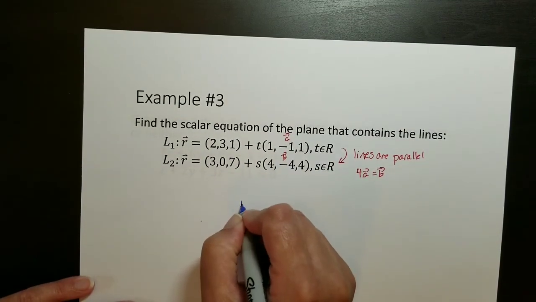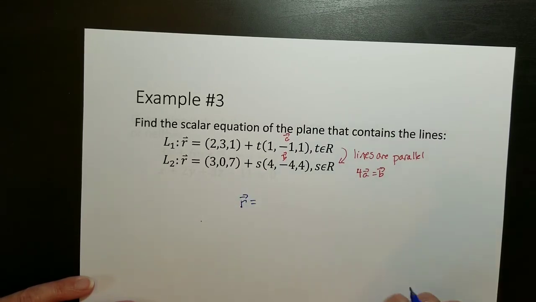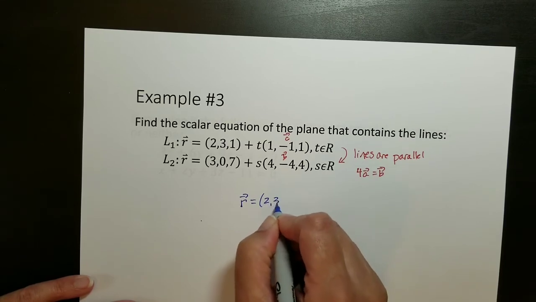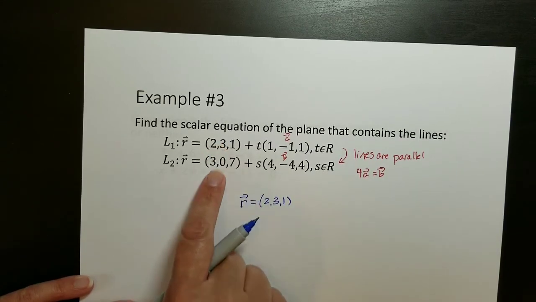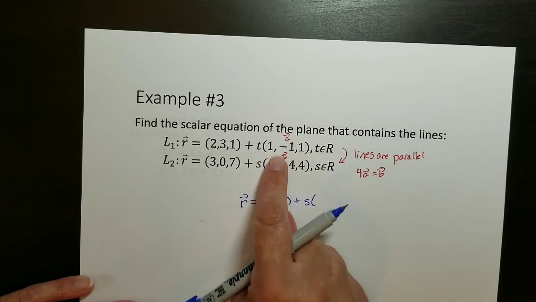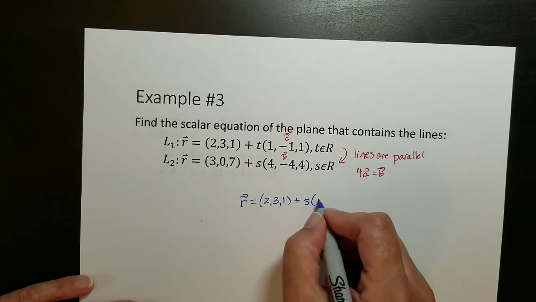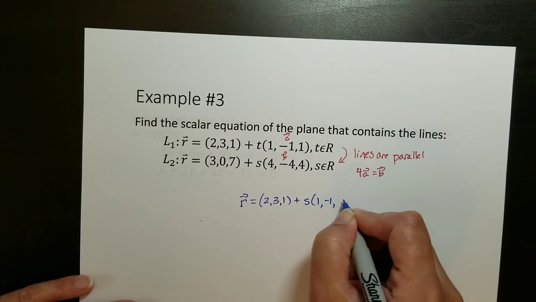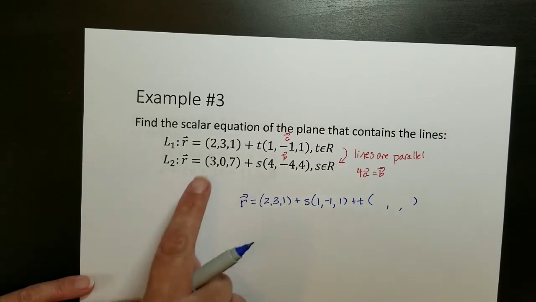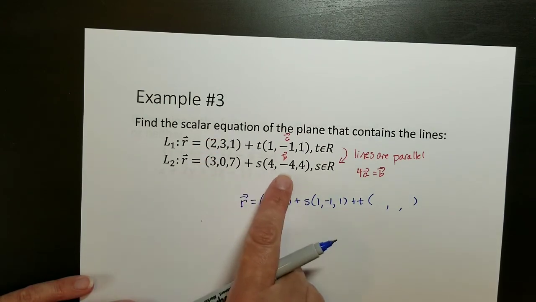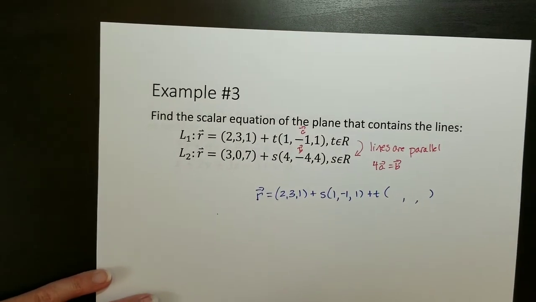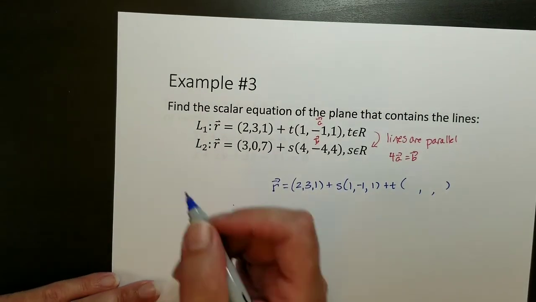So for my plane, I'm going to have the resultant equals one of these points, it doesn't matter, one position, either one of those, plus S times one of these direction vectors, again it doesn't matter, plus T, and now I need a second direction vector, but it has to come from these 2 points. I can't just use that because that is a scalar multiple of the other one that I already have.